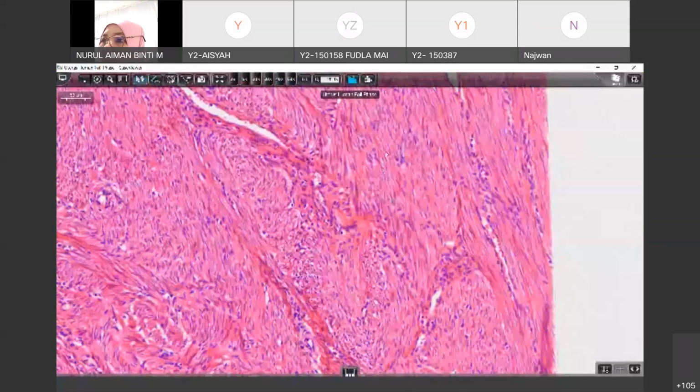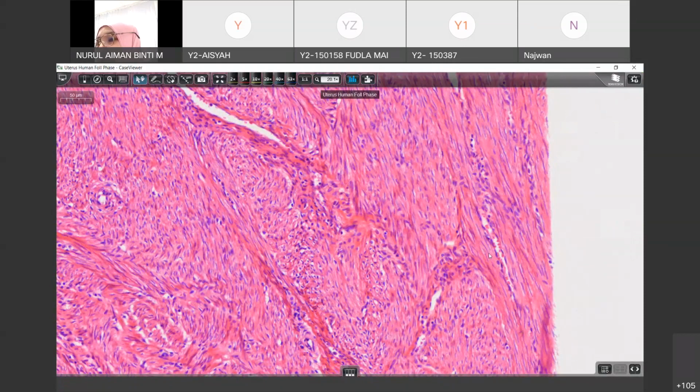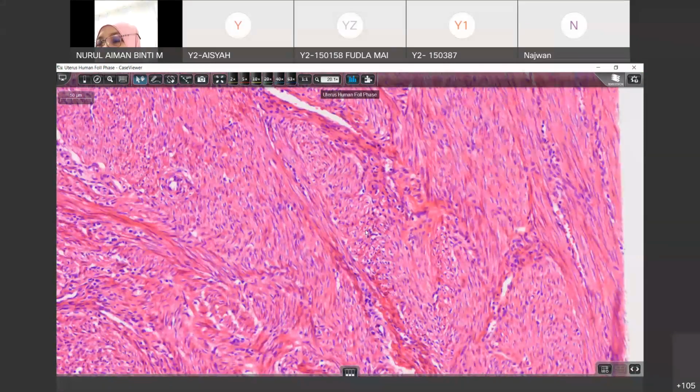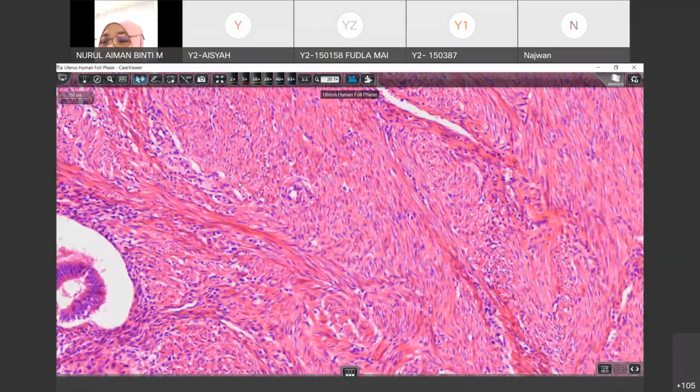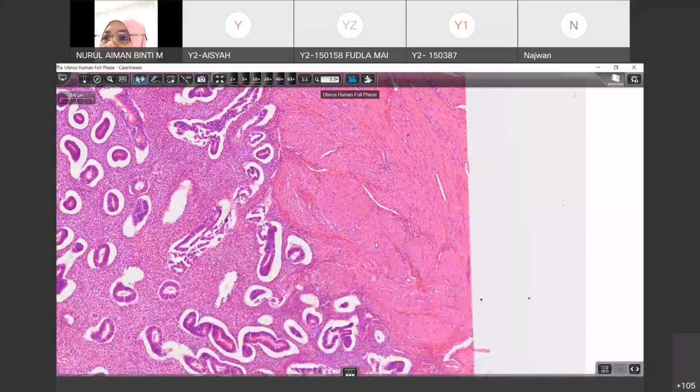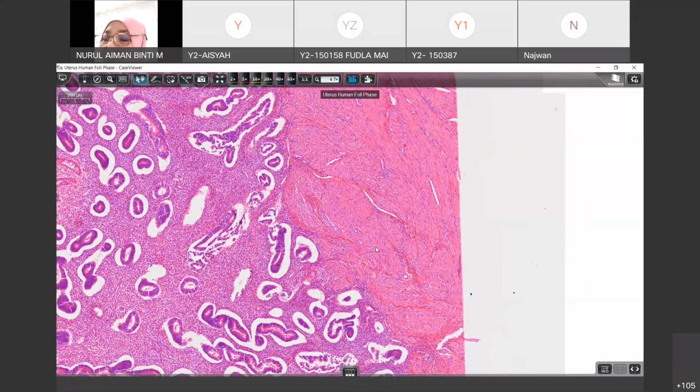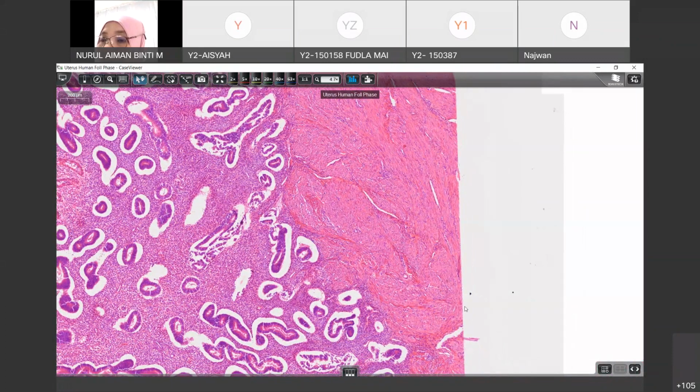Okay, you can see the corkscrew appearance of the muscle here, and the elongated appearance of the nucleus of the smooth muscle of the myometrium. You can see this arrangement is a little bit oblique around this region, and some of this region looks like a longitudinal arrangement, and there's also a circular arrangement, so it is not well arranged. So this is the characteristic feature of the myometrium. I don't have the layers of the perimetrium, okay.